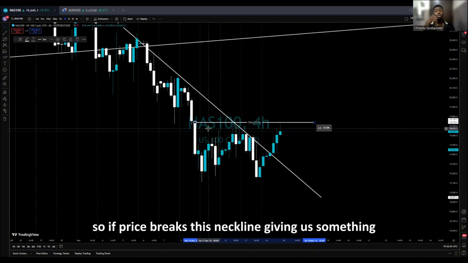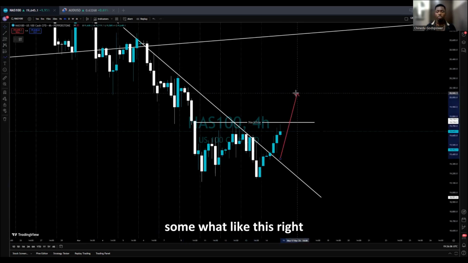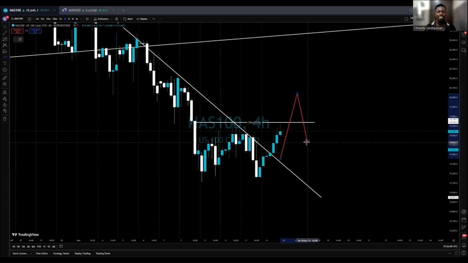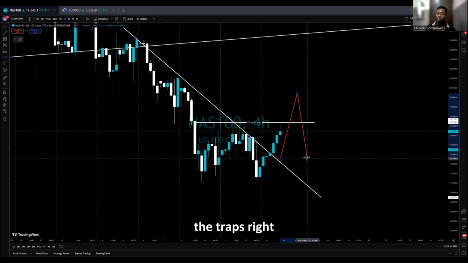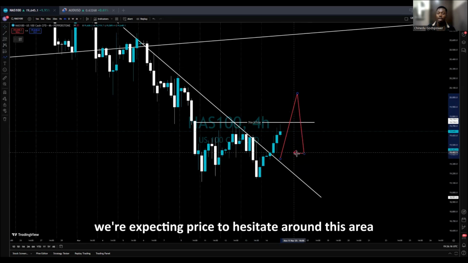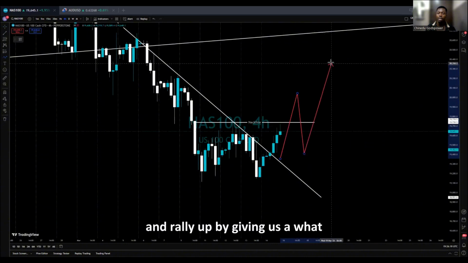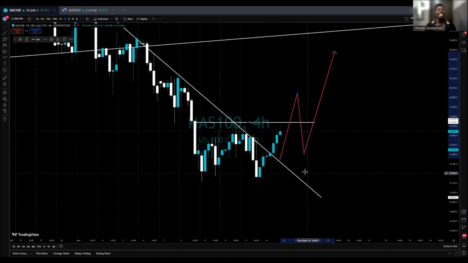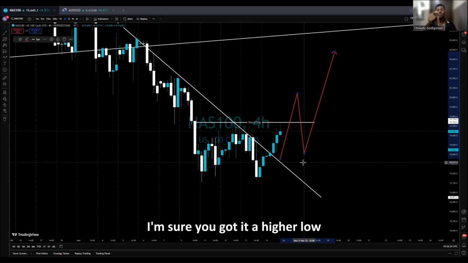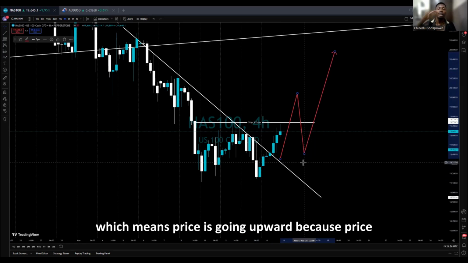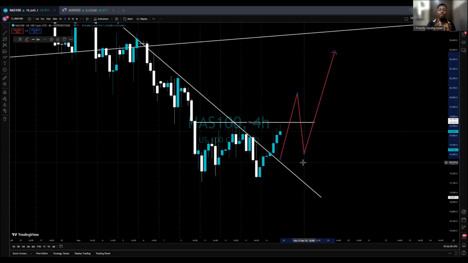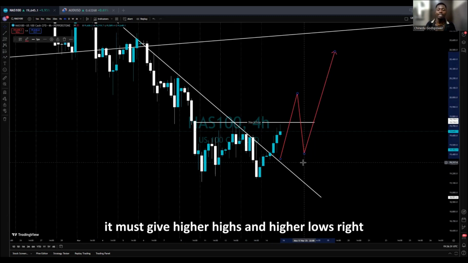So if price breaks this neckline, giving us something somewhat like this, right? And it comes down, which is the manipulation, the traps, right? We're expecting price to hesitate around this area and rally up by giving us a what? A what? Yes, I'm sure you got it. A higher low, which means price is going upward, because for price to move upward, it must give higher highs and higher lows, right? And for price to go lower, it must give us lower highs and lower lows.